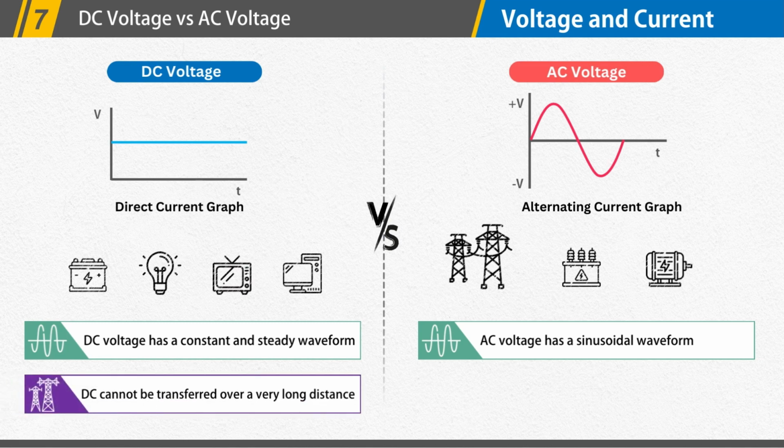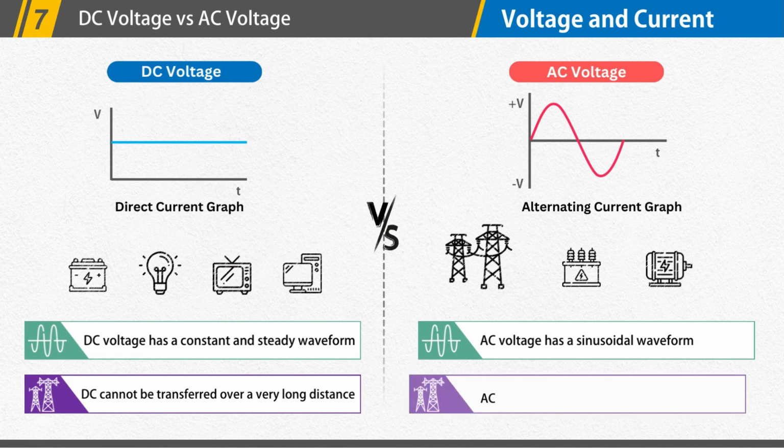DC voltage suffers from voltage drop over long distances, which limits its range of transmission, whereas AC voltage can be easily transmitted over long distances with minimal losses. In summary, DC voltage is a steady voltage that flows in one direction and is commonly used in batteries and electronic devices, while AC voltage is a voltage that changes polarity and magnitude over time and is commonly used in power transmission and distribution systems.